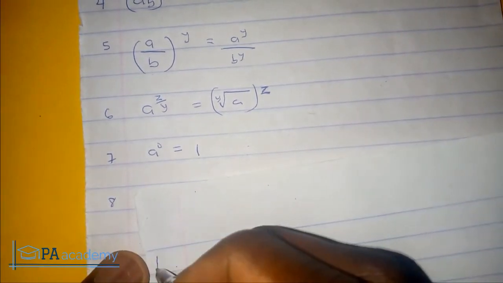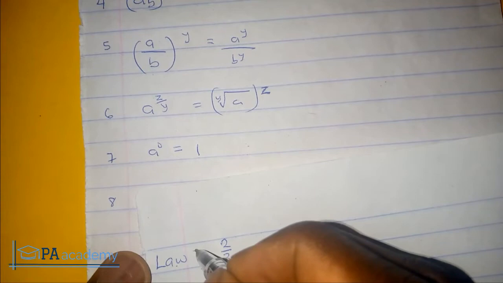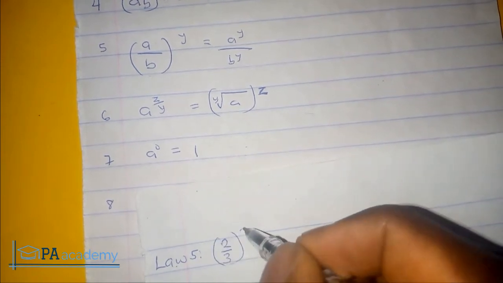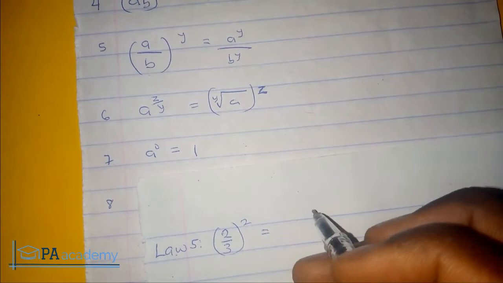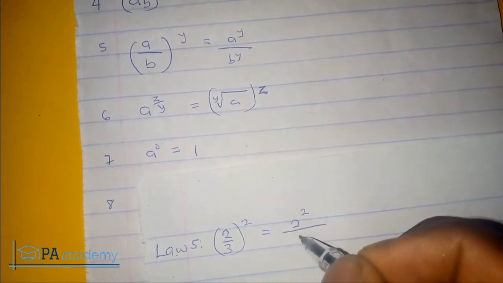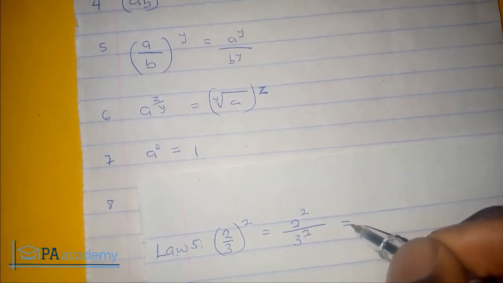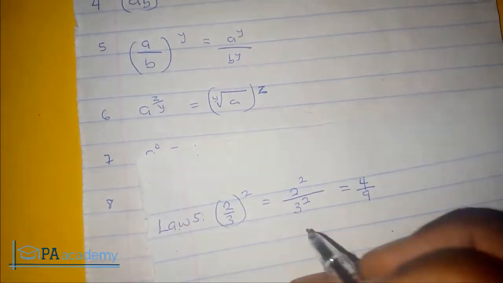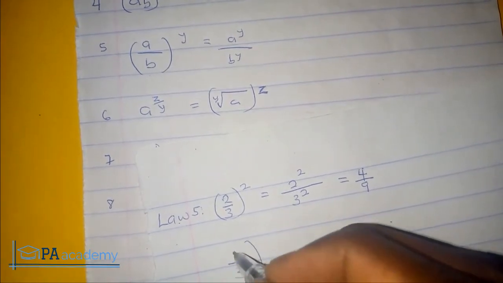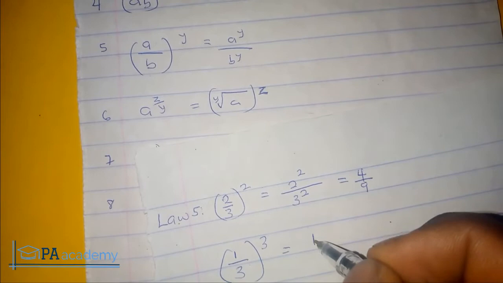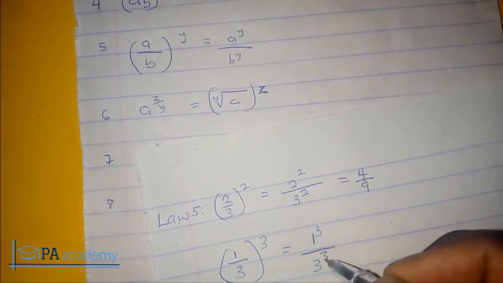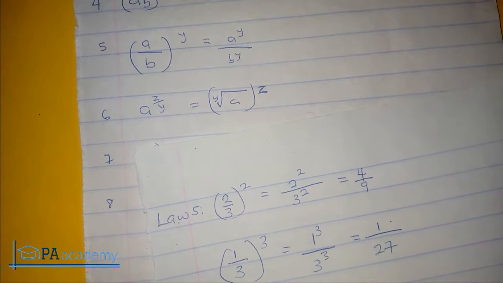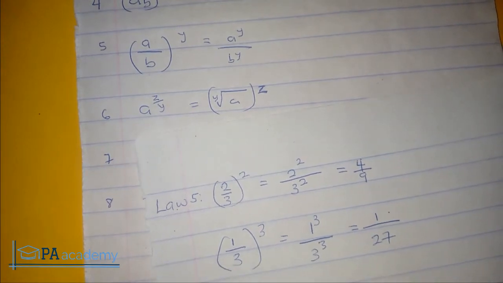So this is law 5. So the same thing as having a situation where you have 2 over 3 raised to power 2. So you can rewrite this as 2 raised to power 2 over 3 raised to power 2. So if you have to simplify this, 2 raised to power 2 is 4, 3 raised to power 2 is 9. So another example is where you have 1 over 3 raised to power 3. So it's the same thing as having 1 raised to power 3 over 3 raised to power 3, which is equals to 1 over 27. 3 raised to power 3 is 27. So that is it for law 5.